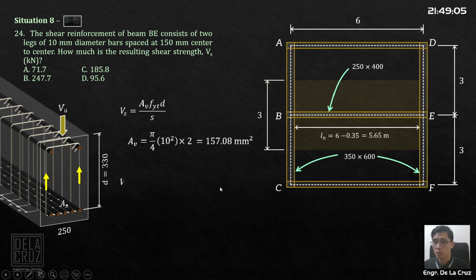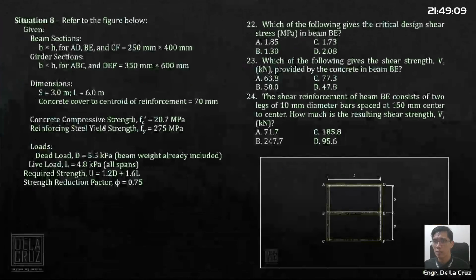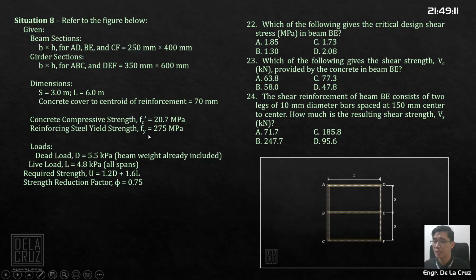Okay. So, direct substitution, we have FYT. So, sa board exam, FY yung binanggit niya dyan, 275. So, wala namang ibang FY na binanggit. So, assuming this is already the FYT. And 275 ang value dyan. So, most likely para sa ties talaga ito. Hindi siya para sa main bars.